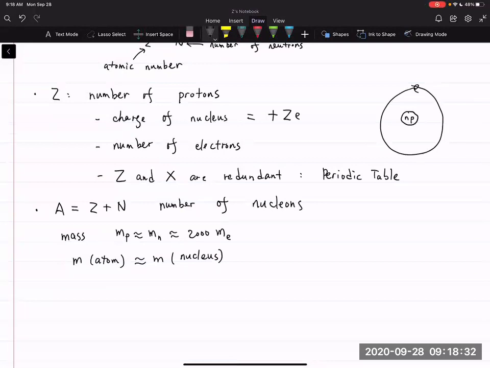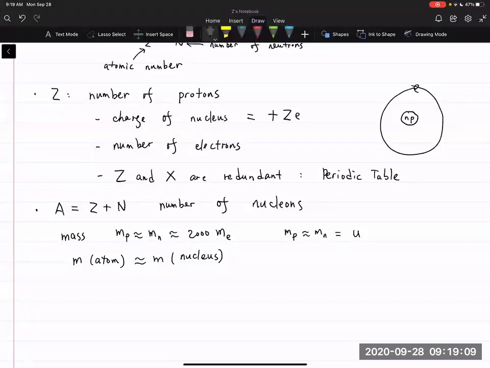Let me just write it down here. The mass of the proton is approximated as the same as the mass of the neutron. We call this U, the unified atomic mass unit. We treat the mass of the protons and the mass of the neutrons to be the same, one U.